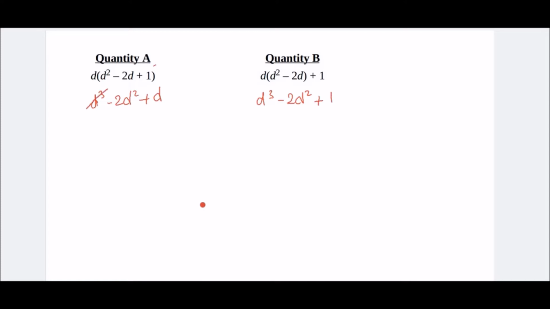So d cube and minus 2d square are common on both sides, that's why we eliminate them. The values remaining are d and 1, but we don't know the d value, right? It could be 0, 1 or other values. If it is 0, then quantity B is greater, and if it is 1, then it will be equal to quantity B. So the relationship cannot be determined between quantity A and B, and that's why we choose option D.